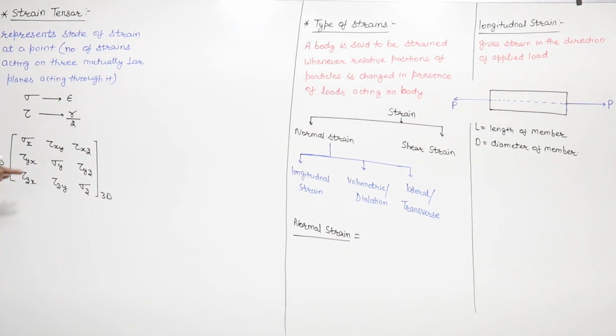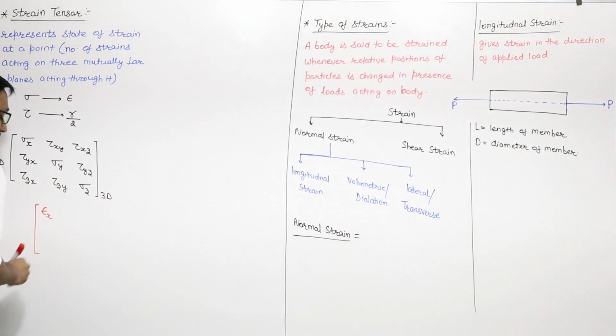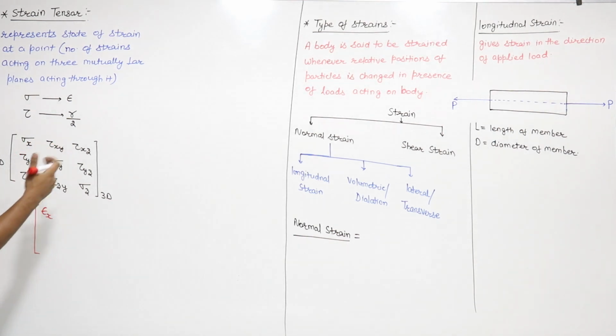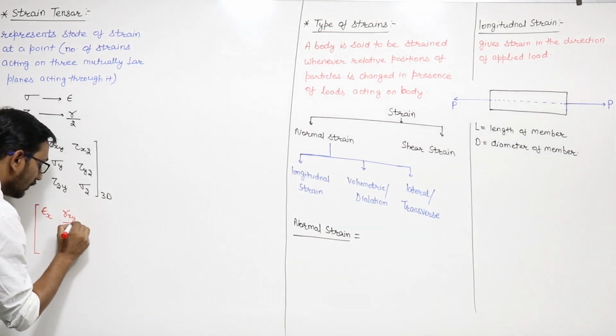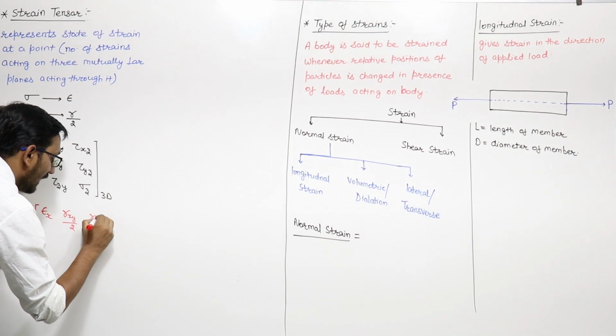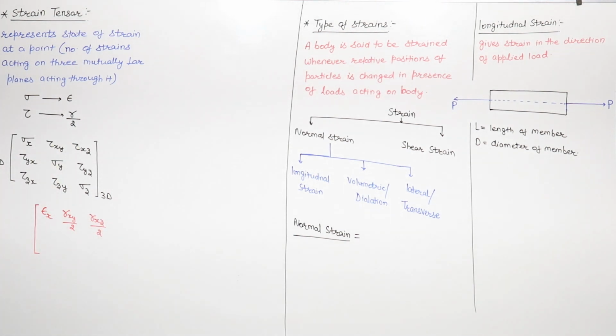Now I want to know what the strain tensor is. The strain tensor in three-dimensional or tri-axial loading will be like this. Just replace the sigma with epsilon. So this is epsilon x, and replace the tau with gamma by 2. So this is gamma xy by 2. This is gamma xz by 2. Simple, you just need to replace the things.